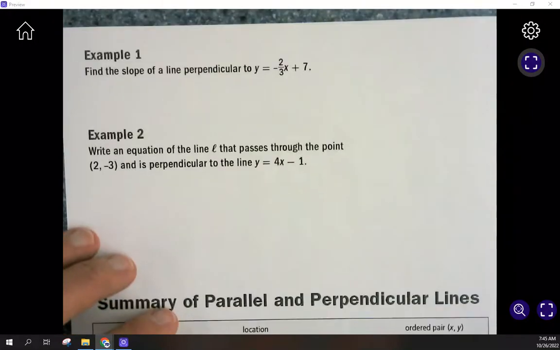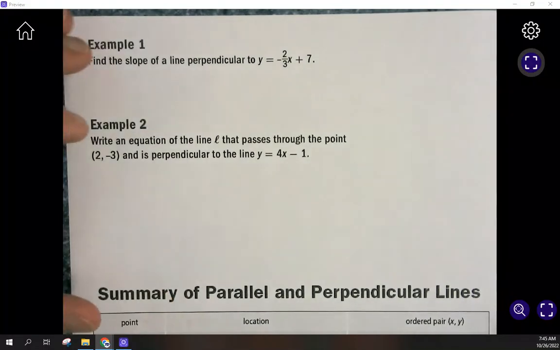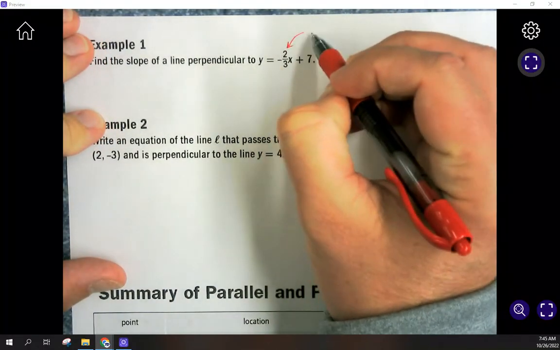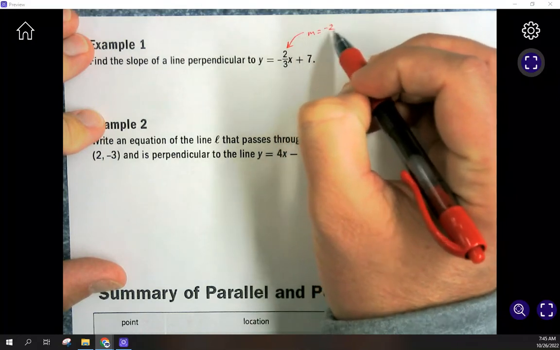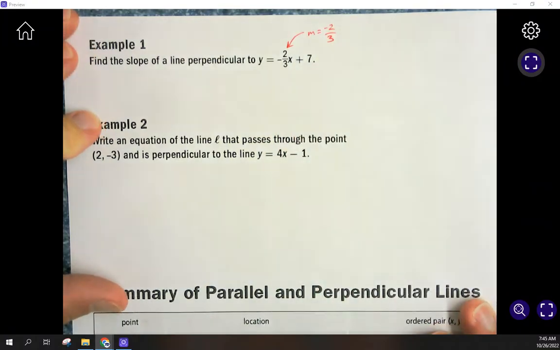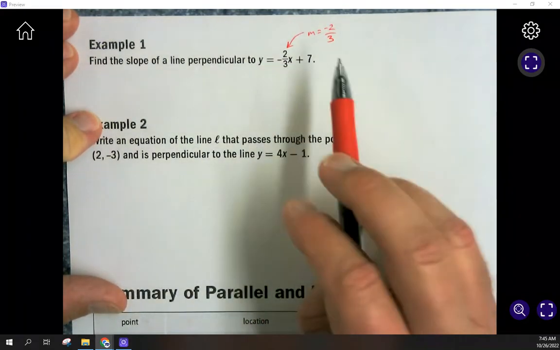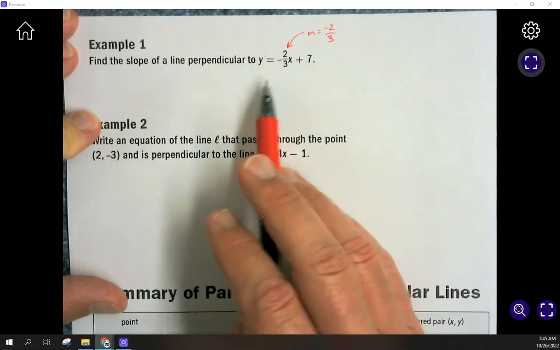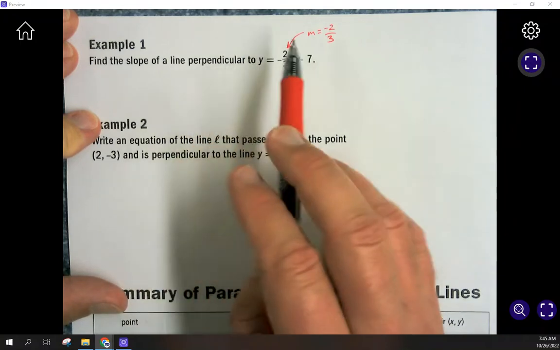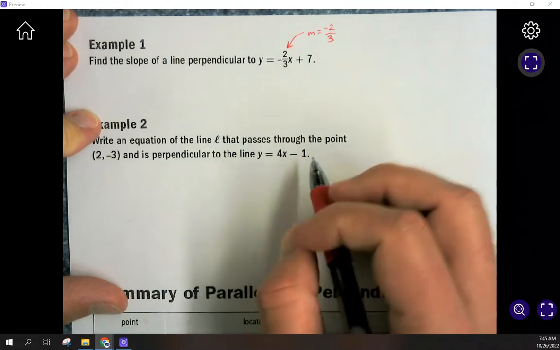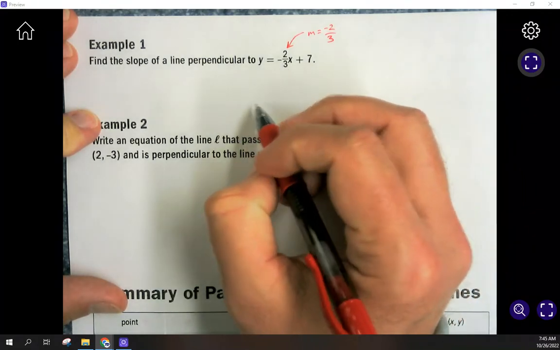So let's take a look at this. On example 1, we want to find the slope of a line that's perpendicular to this one. This line has a slope of -2/3. If we were looking for a parallel line, the other line would have a slope of -2/3. But since we're looking for perpendicular, we need the opposite reciprocal of -2/3. So it's going to be positive first of all.